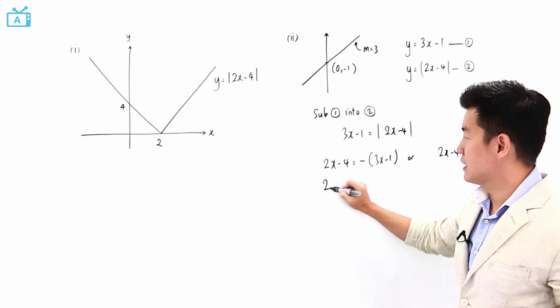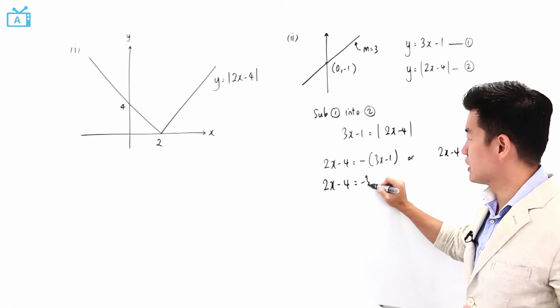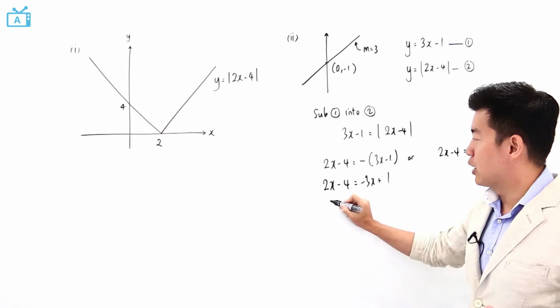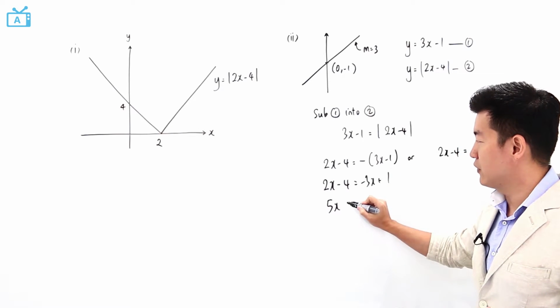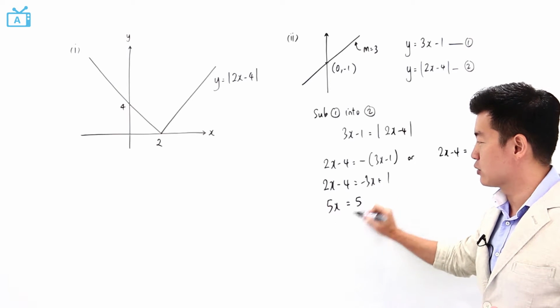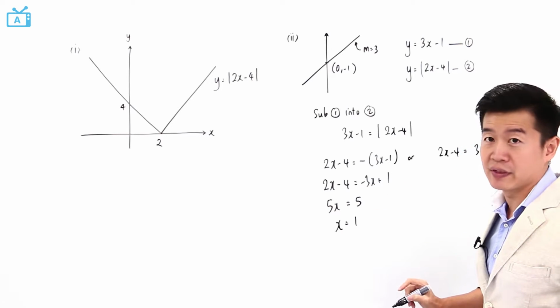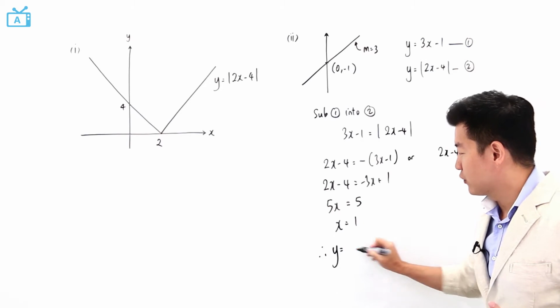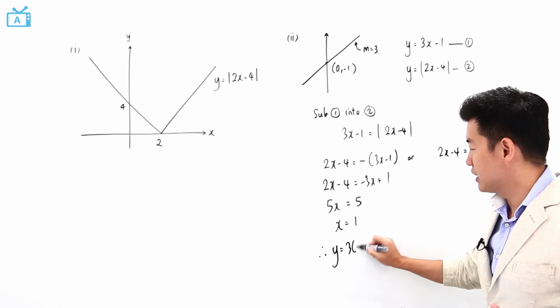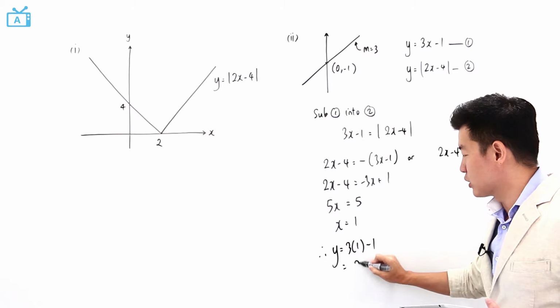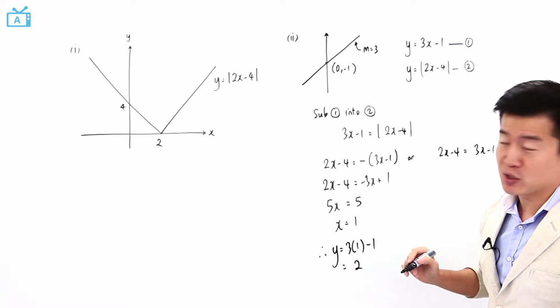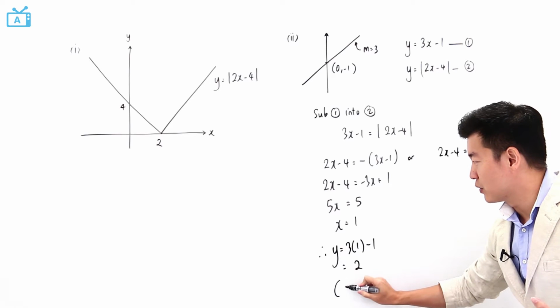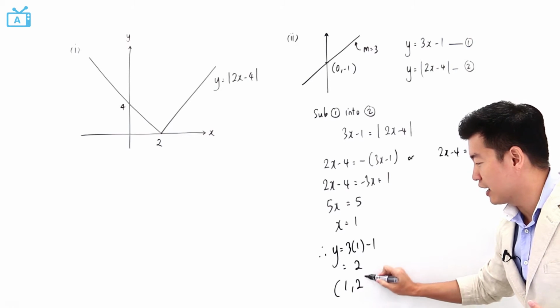If you were to do this, that means 2x - 4 is -3x + 1. I'll bring this over to the left hand side, 5x. Bring this over, this is equal to 5, that means x is equal to 1. And if I were to sub this back into equation number 1, I'll be able to get the value for y. y is going to be 3 times 1 minus 1, y is equal to 2, which means that one of the possible points of intersection is going to be with coordinates (1, 2).